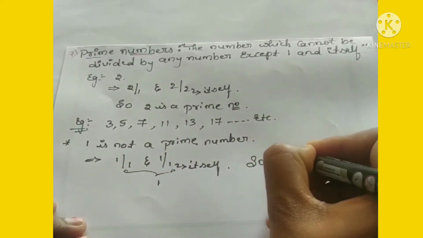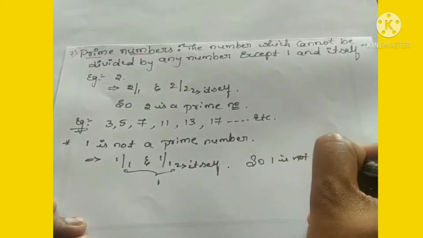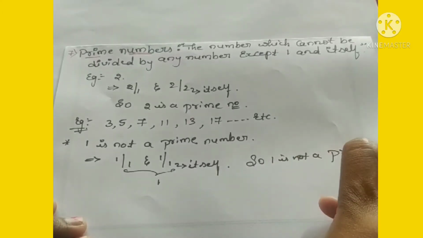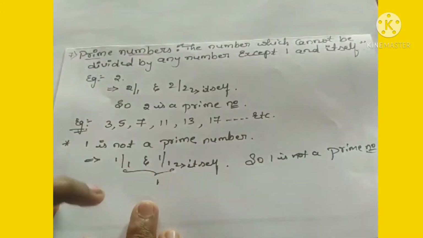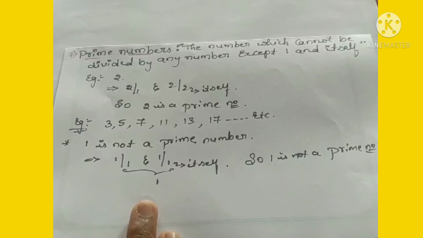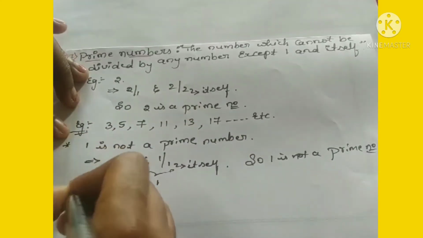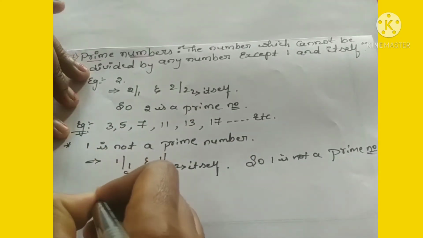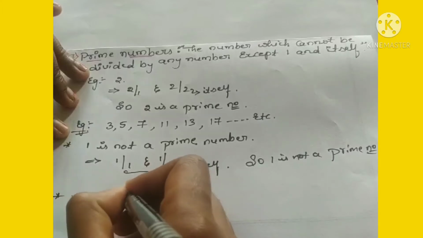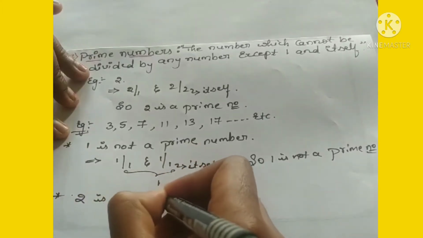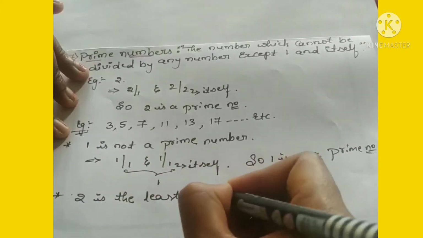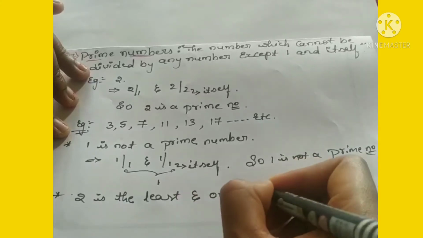So 1 is not a prime number because it has only one factor. So 1 is not a prime number. Next important point is that 2 is the least and only even prime number.